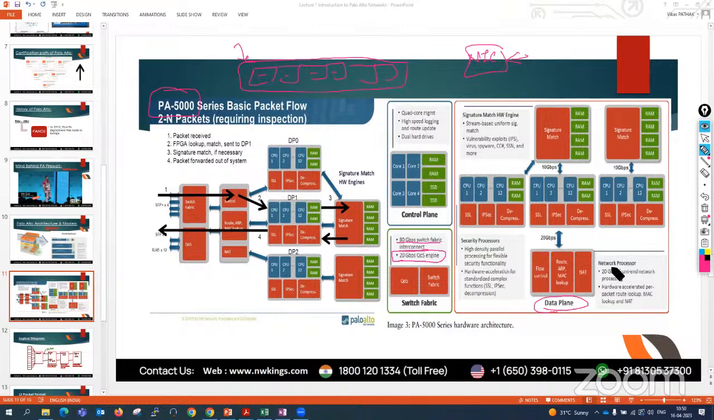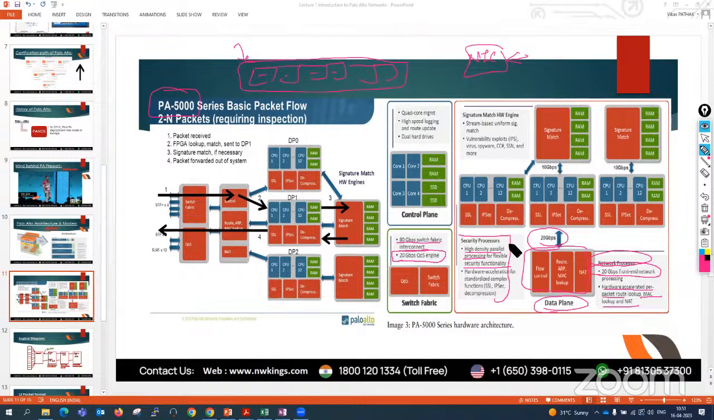See, first what comes? Network processor, where 20 Gbps of front-end network processing will be done. Hardware acceleration, per packet route lookup, MAC address lookup and NAT and everything will be done here. And the throughput for this network processor will be how much? 20 Gbps. Okay. Now after this, we have the security processor, where high density parallel processing for flexible security functionality will be done.